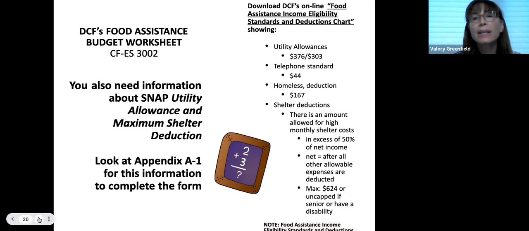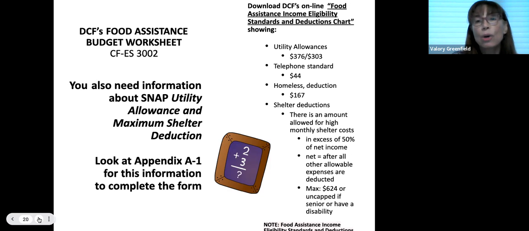You're going to need to look at one of the publications that Alexis sent out and has posted in the chat, and that's the Food Assistance Income Eligibility Standards and Deductions Chart. I know that sounds like a mouthful. This is Appendix A1 to the department's online program policy manual. And that gets updated every year, and the new one just came out with values that take effect October 1, 2022, next month.